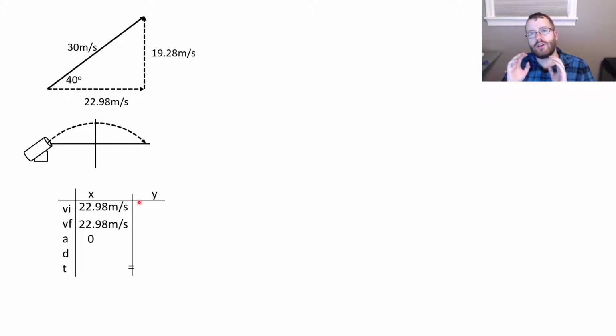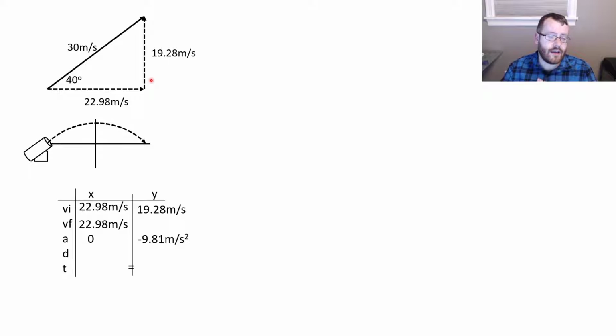Now, this is where it changes from our horizontally launched projectiles. Before, when we fired exactly to the side, we had no speed in the Y direction. But now we do. We have a velocity. It is 19.28 meters per second. Our acceleration in the Y is 9.81 meters per second squared. Now, you'll notice that I put a negative there.